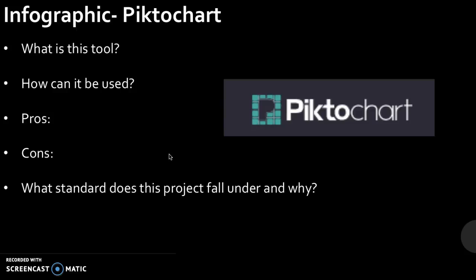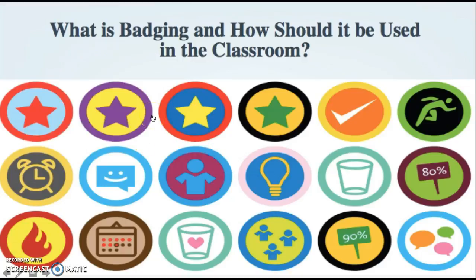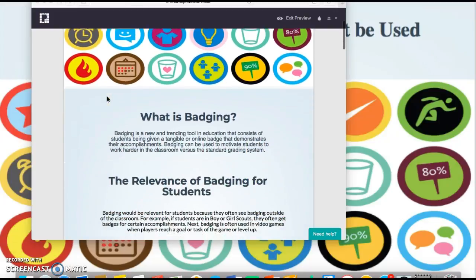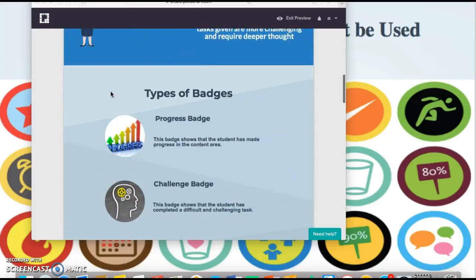So before I move on, I decided to put the infographic under Standard 3, which is Model Digital Age Work and Learning. So you can use this tool to collaborate with students and parents, and you can collaborate with the parents through using this tool as a newsletter, but in a digital age media format. So here is my infographic. This infographic was about badging and how you should use it in the classroom.